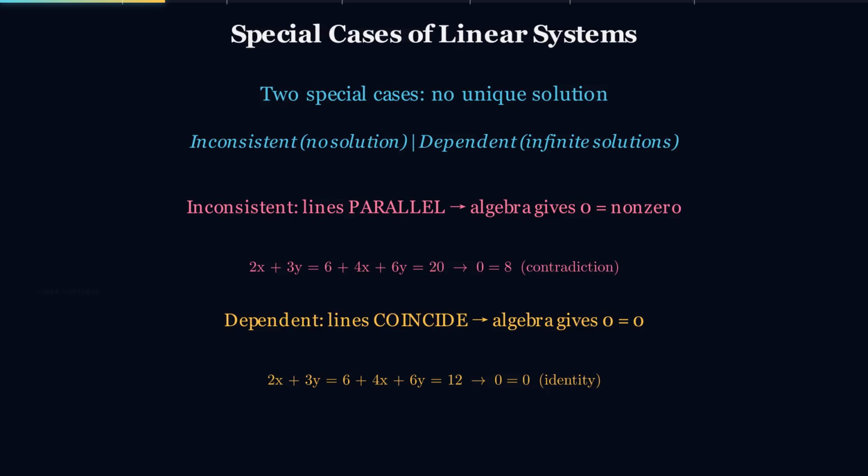Algebraically, attempting to solve produces an identity like 0 equals 0, which is trivially true for any values. The identity signals that every solution of one equation is also a solution of the other equation, so the system has infinitely many solutions, all lying on the shared line. Geometrically, the 2 lines have the same slope and same y-intercept and coincide entirely.